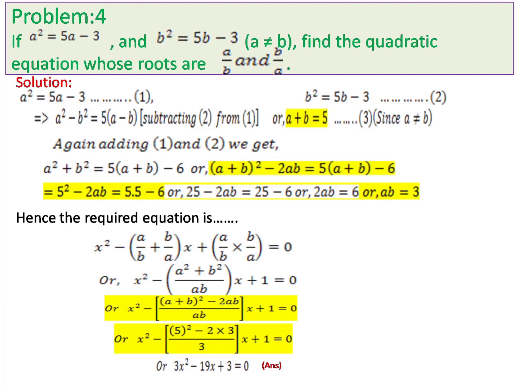And here a square plus b square, we know, is a plus b whole square minus 2ab, by ab, into x plus 1 equals 0. And putting the values a plus b equals 5 and ab equals 3, we have 3x square minus 19x plus 3. Here we actually multiply the equation by 3, and thus we obtained 3x square minus 19x plus 3 equals 0 as the answer.